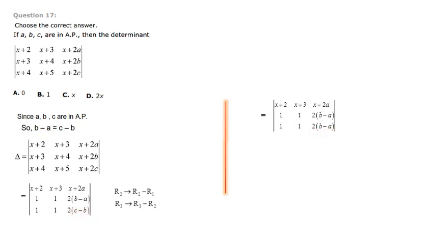Now when you look at the determinant, second row and third row are identical. 1, 1, 2(b-a), 1, 1, 2(b-a). Here row 2 and row 3 are identical, means the value is 0. So the correct option is A. A is the correct answer. Next we shall discuss question number 18.